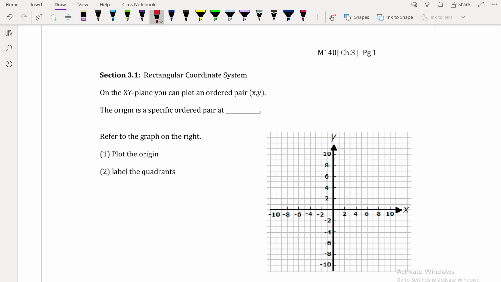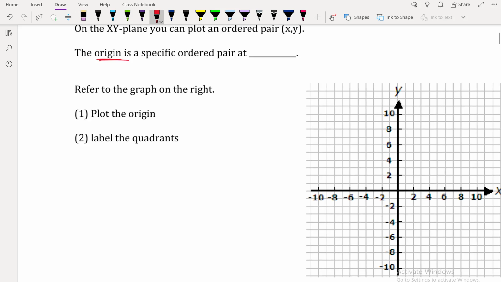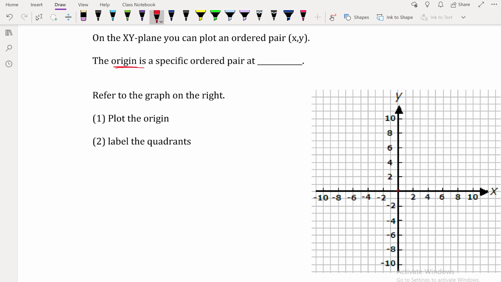Now, when we talk about the origin, it's a very, very specific ordered pair. If you think about it, it's right smack in the center. So that ordered pair is 0, 0. So you have the x and the y value. So when it says plot the origin, I have the origin. So that right there is the origin.